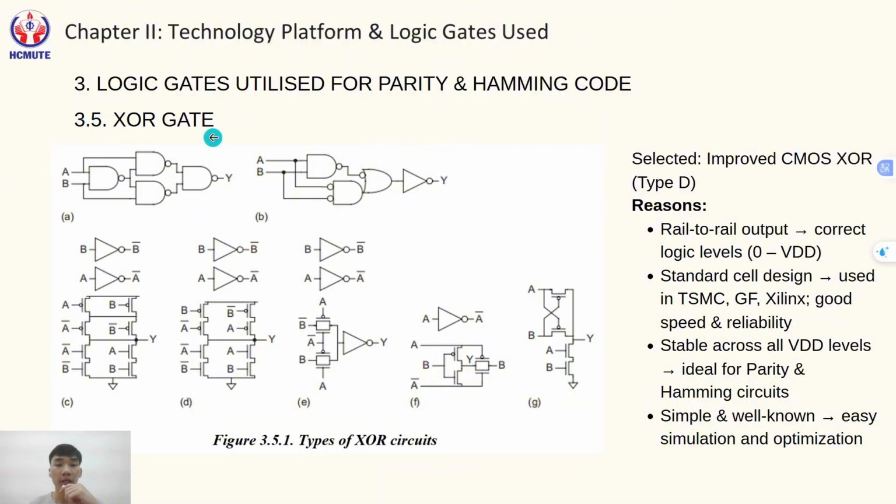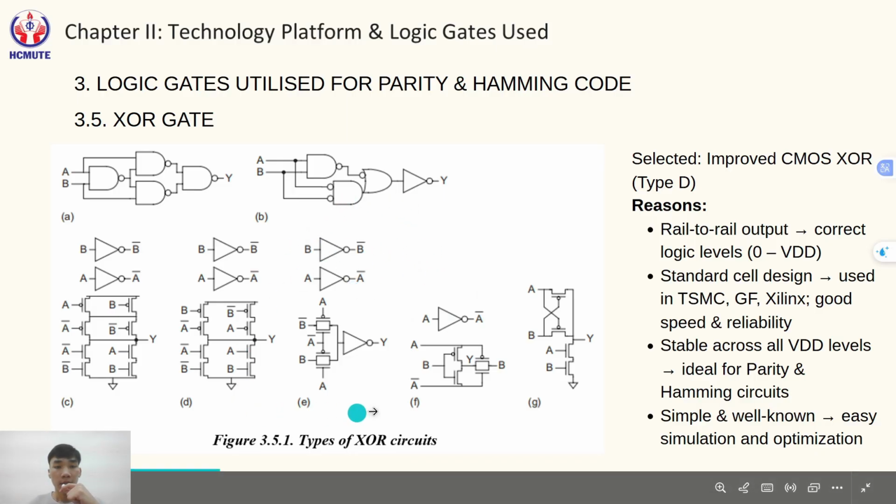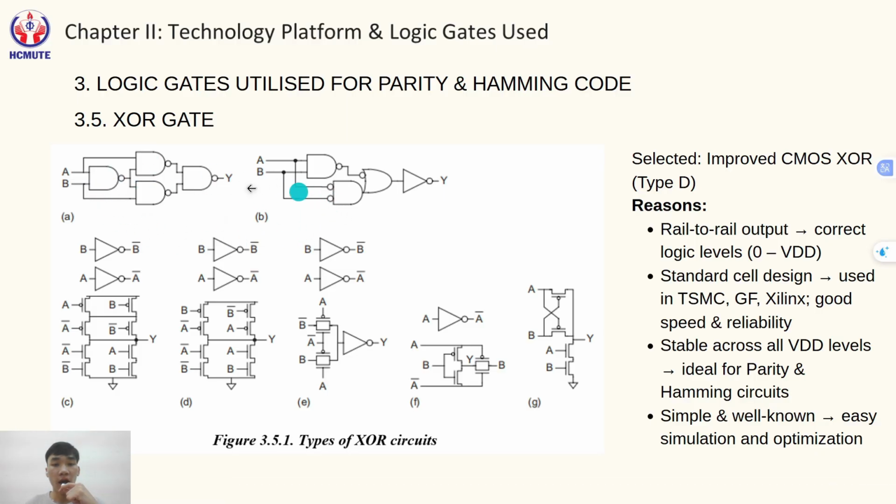And finally, we have the 2-input XOR gate. In CMOS circuit design, the XOR gate is one of the most challenging gates to design because it must be fast, compact, low power, and have two rail-to-rail outputs. This figure shows several common XOR implementations. Figures 3.5.1a and b are basic logic gates. It's easy to understand and draw, but has high delay, many transistors, and high power consumption, so it's not optimal.